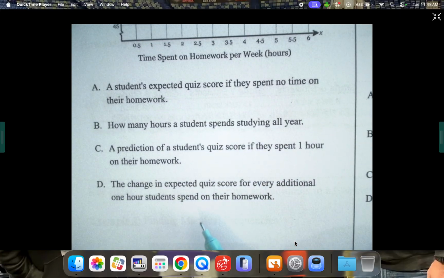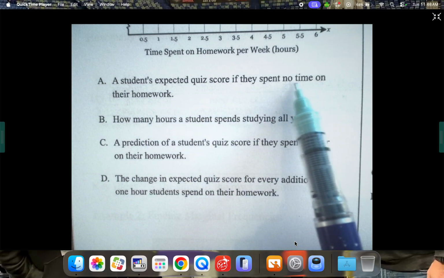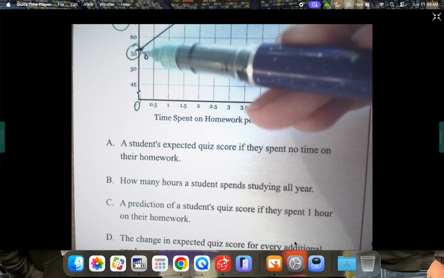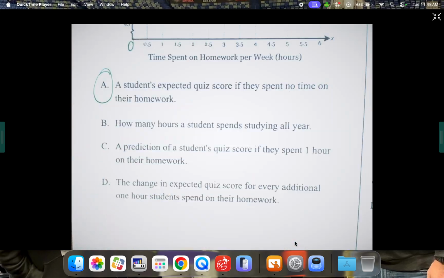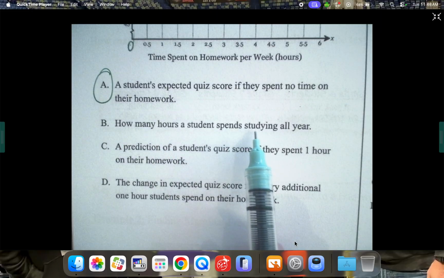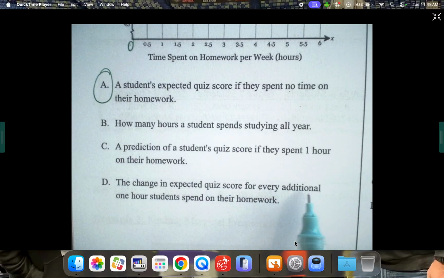So the lowest quiz score is at 56. So it would be the student's expected quiz score if they spent no time. So if they spent 0 time, their quiz score would be expected to be 56. So that is A. Okay, obviously it wouldn't be how many hours they spend studying all year, or 1 hour, or every additional hour. That's more like the slope.